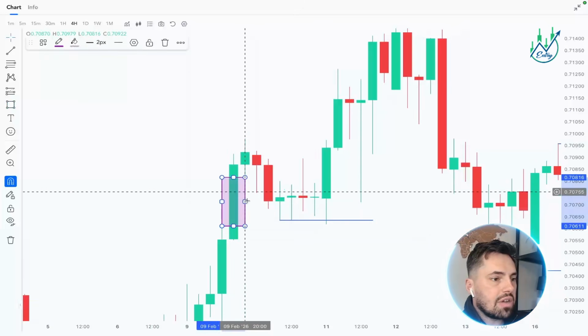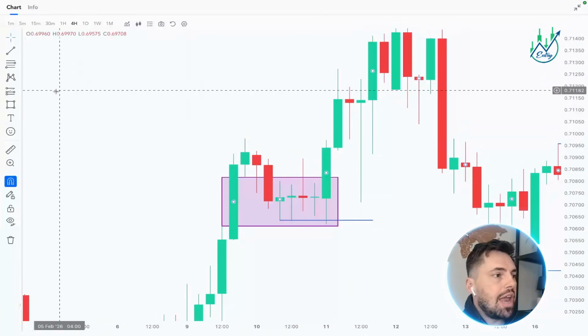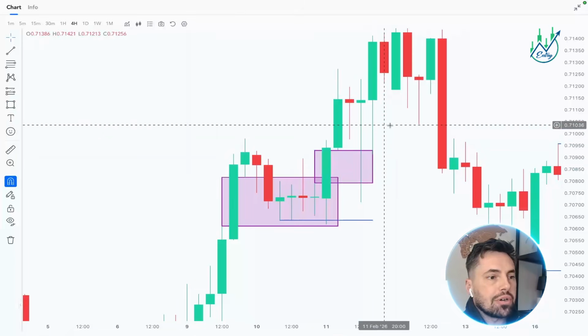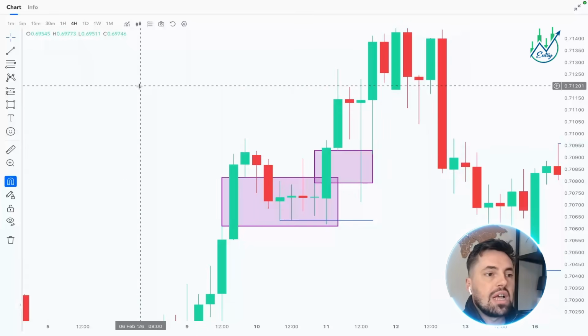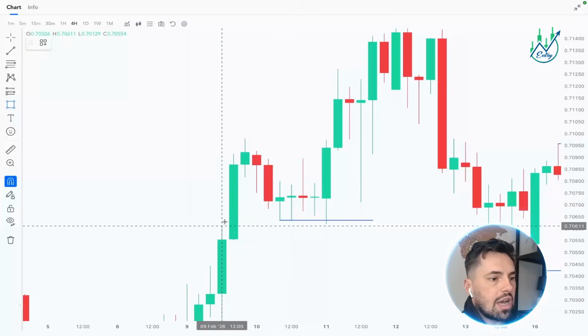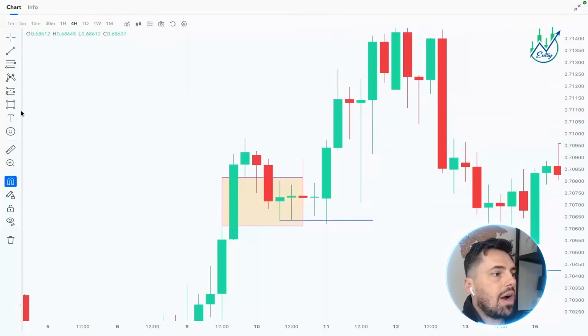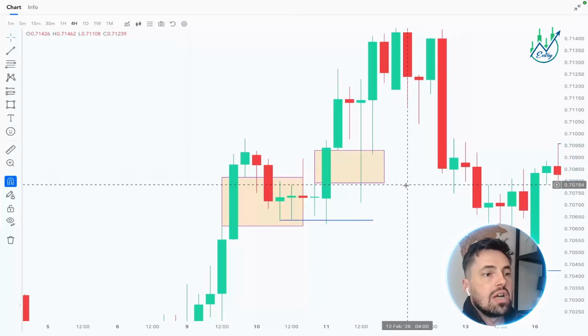IRL sits inside the current range, specifically at fair value gaps. An FVG is a price imbalance created when the market moves so aggressively in one direction that it skips over a range of prices, leaving a visible gap between candle wicks.